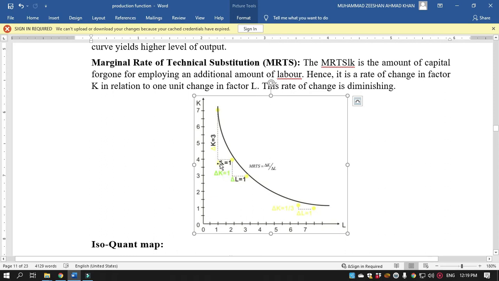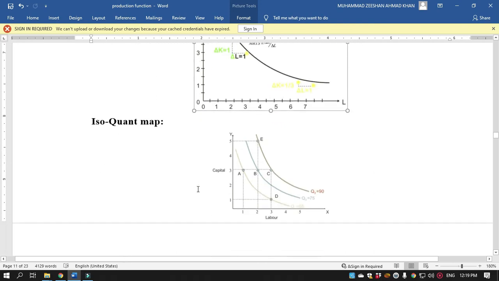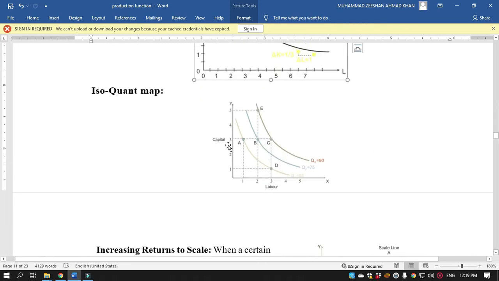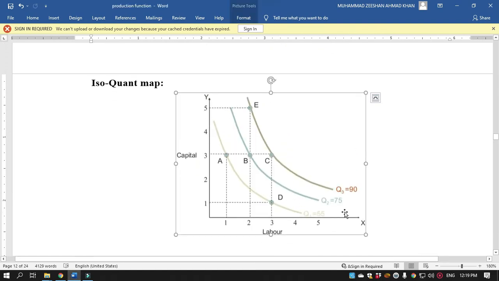So with the addition of one labor, the reduction of the capital further diminishes. This diminishing behavior of the marginal rate of technical substitution makes this curve convex. Isoquant map means we can figure out different quantities of production, and a higher isoquant represents a higher level of output produced, and a lower isoquant represents a lower level of output produced.